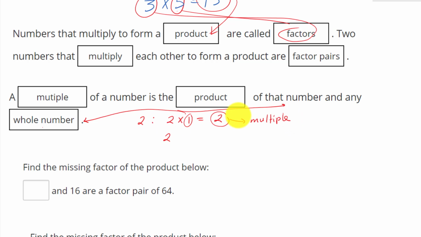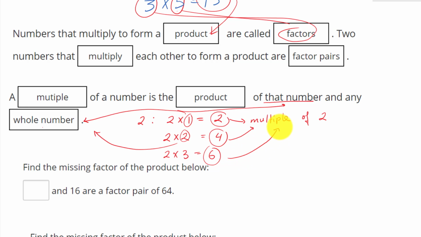Then we have another multiple of the number 2. Again, we are just using that same number, multiplying by another whole number. What's another whole number after 1? Well, 2. This is the whole number that we're looking at, which in this case is equal to 4, which is another multiple of 2. Then what about 2 times 3? This is equal to 6, and 6 is just another multiple of 2. And again, this is a whole number. So all we have to do is take that number, multiply by a whole number, and we get a multiple.